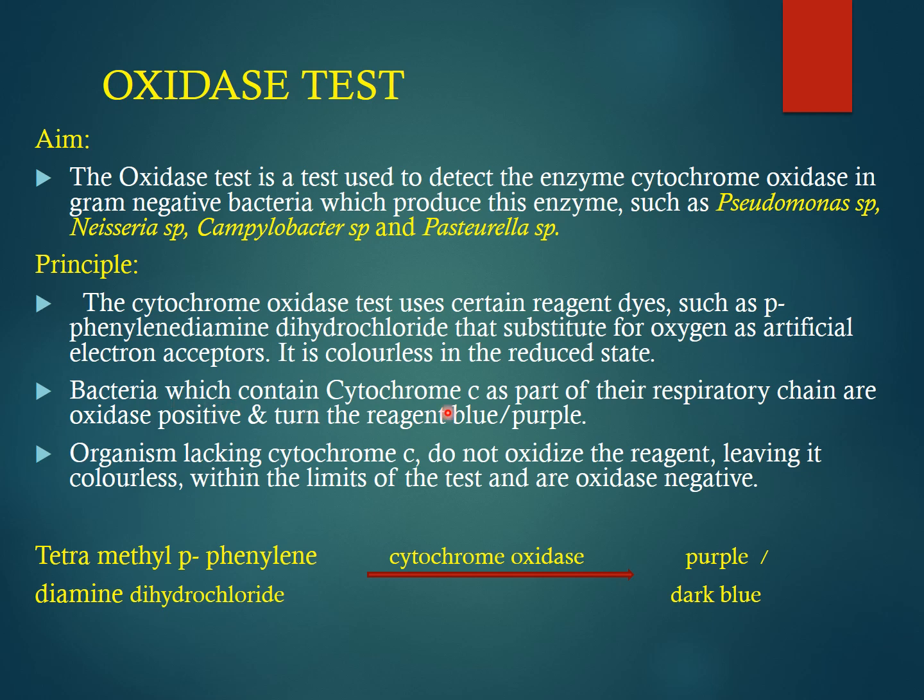Bacteria which contain cytochrome C as part of their respiratory chain are oxidase positive and turn the reagent blue or purple in color. Organisms which lack cytochrome C do not oxidize the reagent, hence leaving it colorless within the limits of the test, and they are oxidase negative. If you see in this reaction, cytochrome oxidase enzyme reacts with tetramethyl paraphenylene diamine dihydrochloride and turns it into purple or dark blue in color.